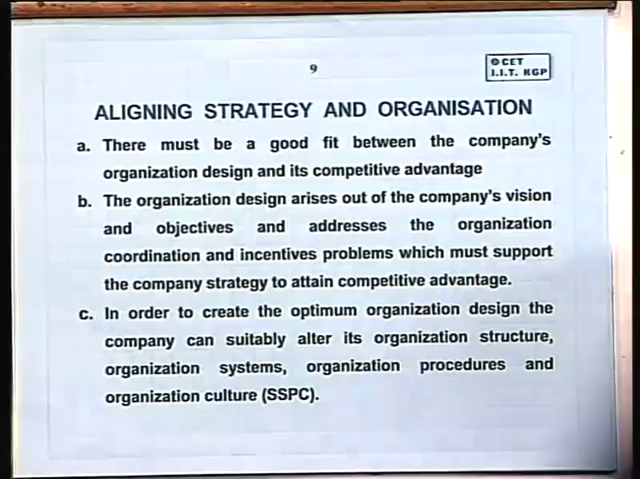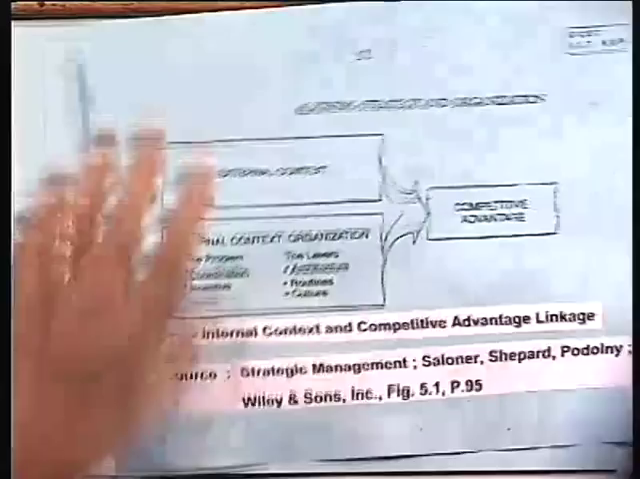Aligning strategy and organization. There must be a good fit between the company's organization design and its competitive advantage, which we just discussed. The organization design arises out of the company's vision and objectives and addresses the organization coordination and incentive problem, which must support the company's strategy to attain competitive advantage. In order to create the optimum organization design, the company can suitably alter its organization structure, organization systems, organization procedures, and organization culture. And conceptually, you can represent it as aligning strategy and organization.